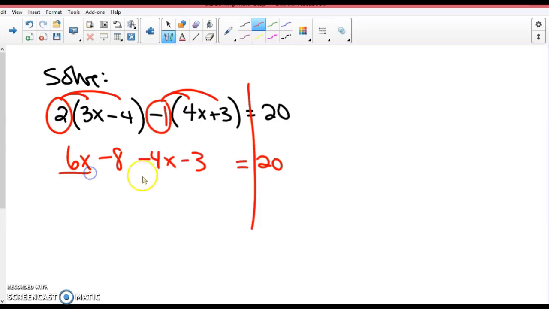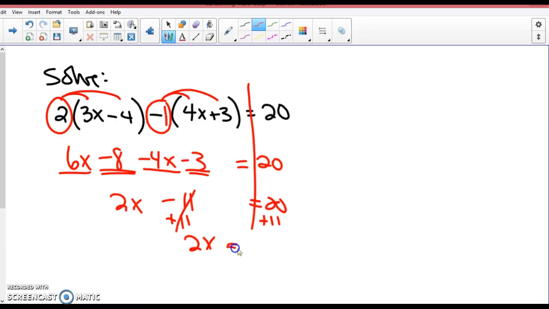Make sure you distribute a negative 1 when you are subtracting an entire quantity. Now I'm going to combine my terms. So I'll have 2x, negative 8 minus 3 is negative 11, equals 20. Add 11 to both sides, and I get 2x equals positive 31. Divide both sides by 2. x, I would leave it 31 over 2. But you can change it to a mixed number, 15 and 1/2.